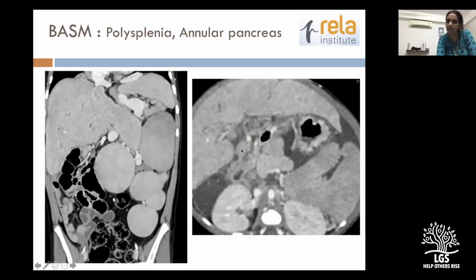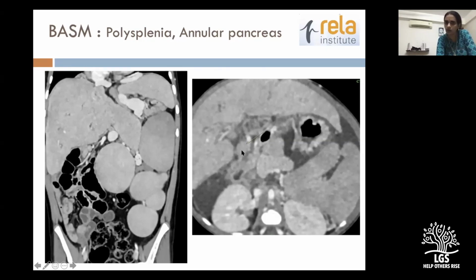Here, this is a case of annular pancreas. What we see is just like the normal pancreas, you will see enhancing pancreatic parenchyma, but it will be to the right of the second part of duodenum. This is the second part of duodenum, and this is how it will look on the axial section. So we have to look for this. If this is not a node, and if this is in continuity with the rest of the pancreatic parenchyma on the coronal plane, then this is a case of annular pancreas.